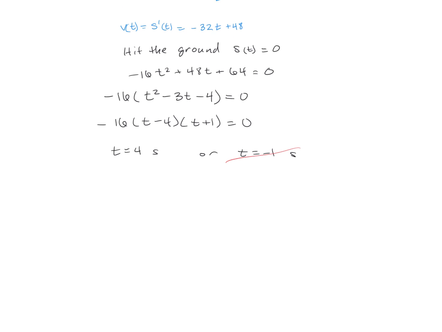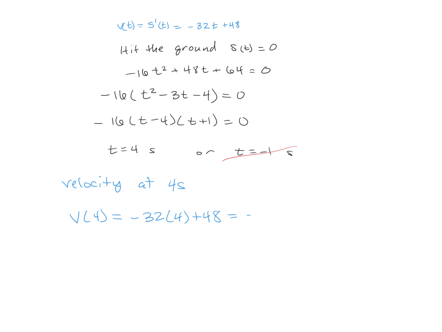So now we need to calculate our velocity at that time, at 4 seconds. So that's going to be v of 4, which is going to be negative 32 times 4 plus 48. All right, so that's going to calculate out to be negative 80. And the units on velocity are going to be feet per second.